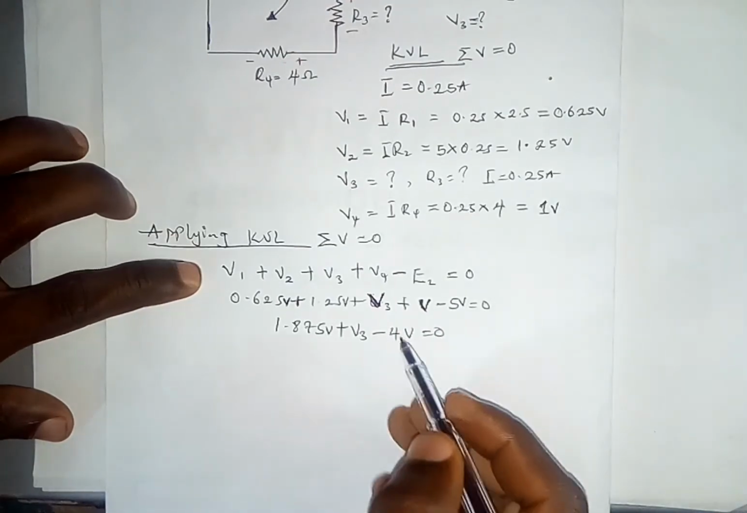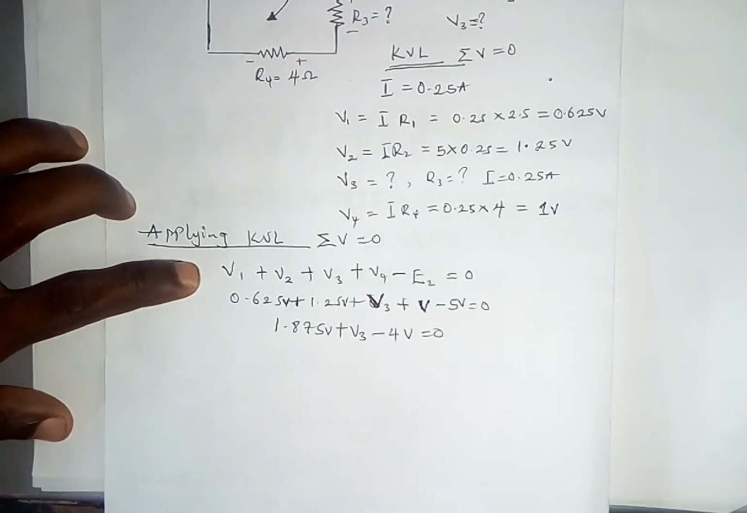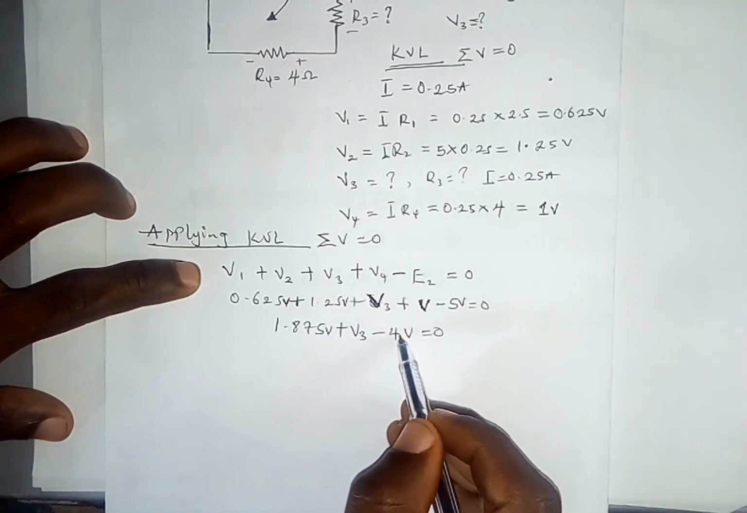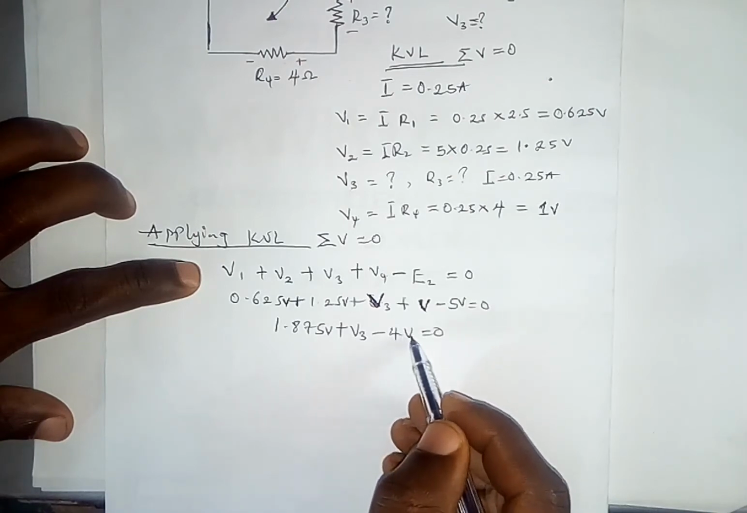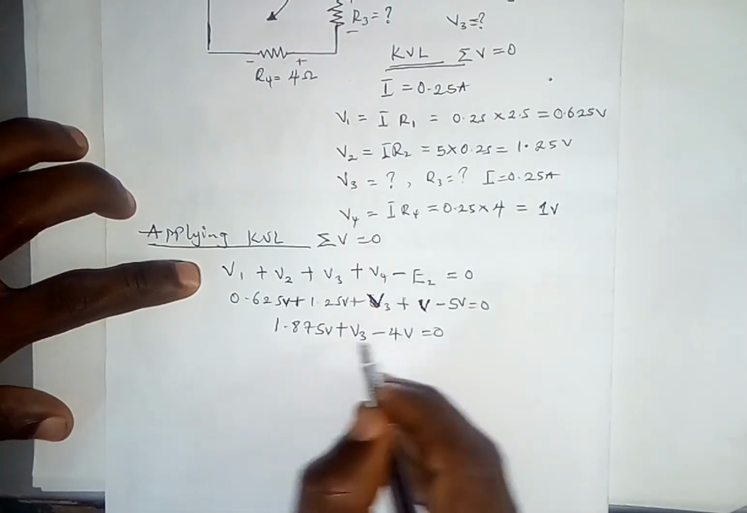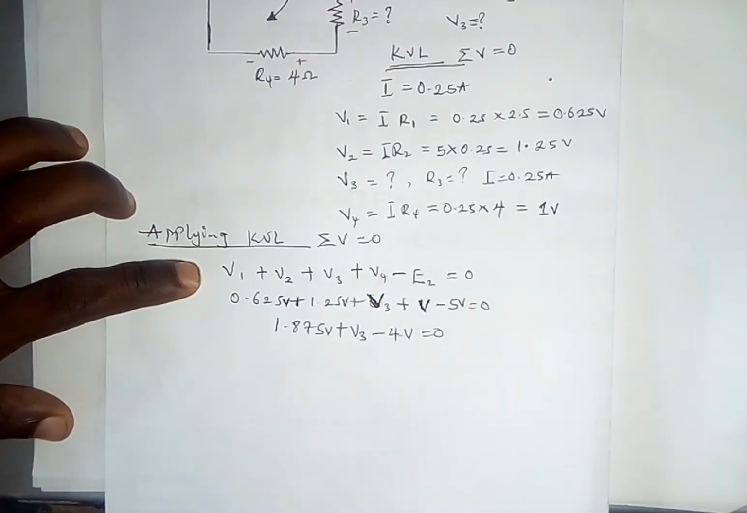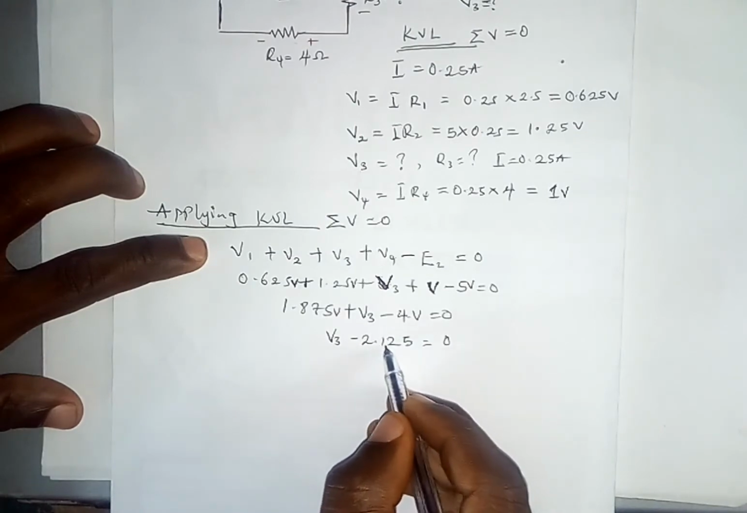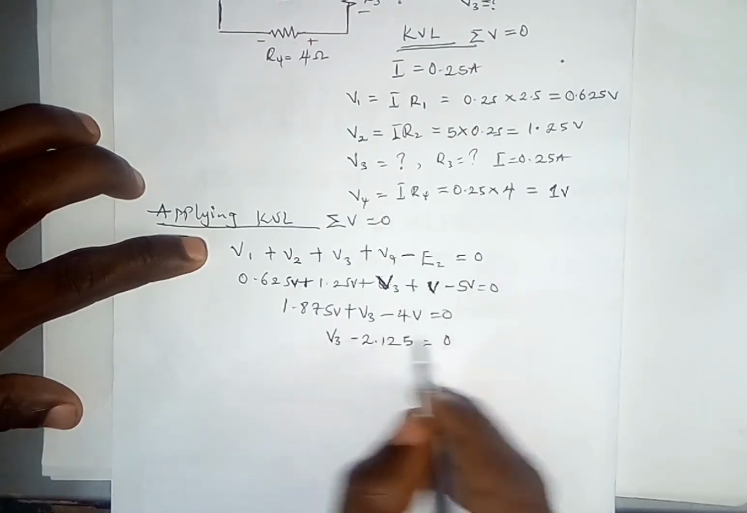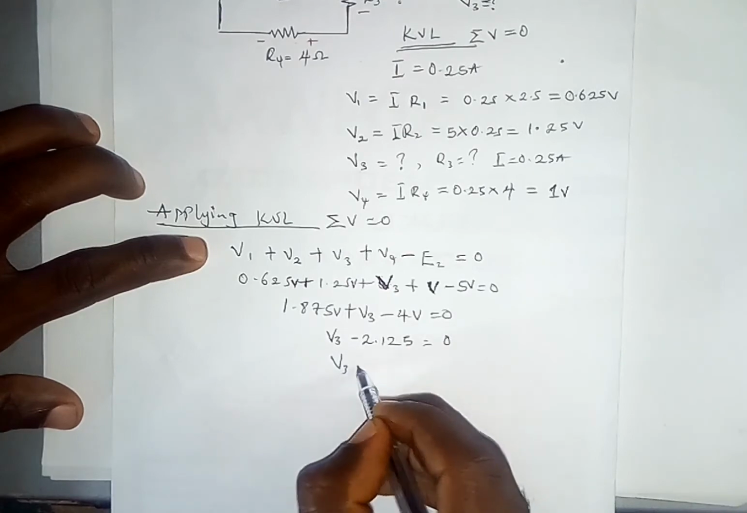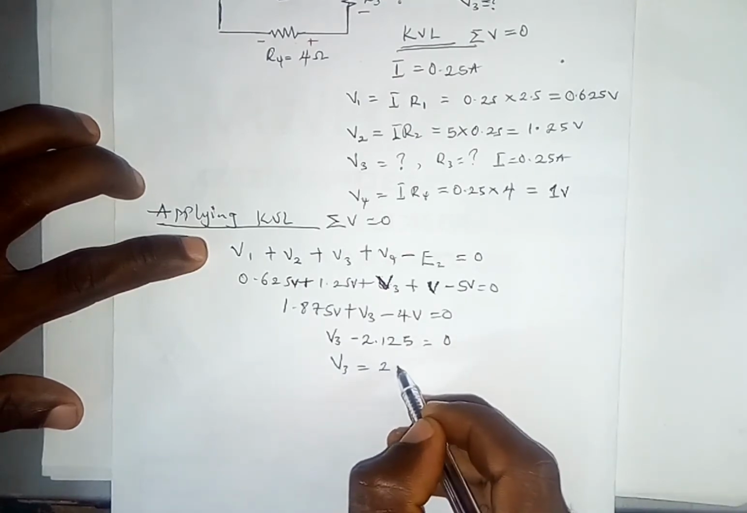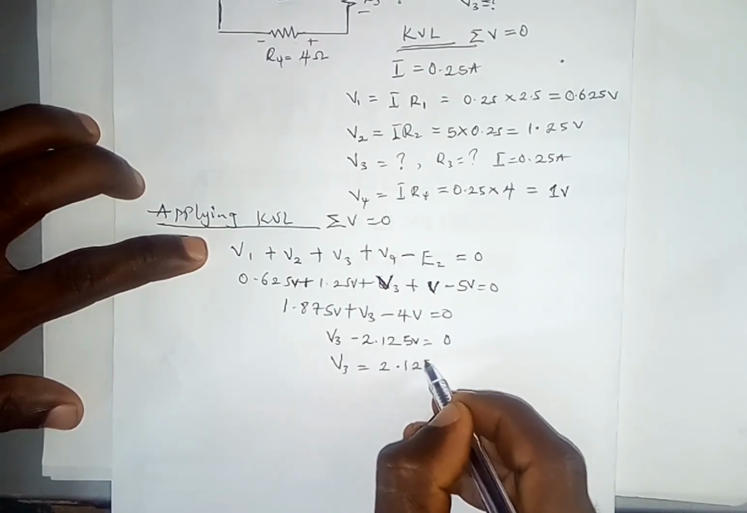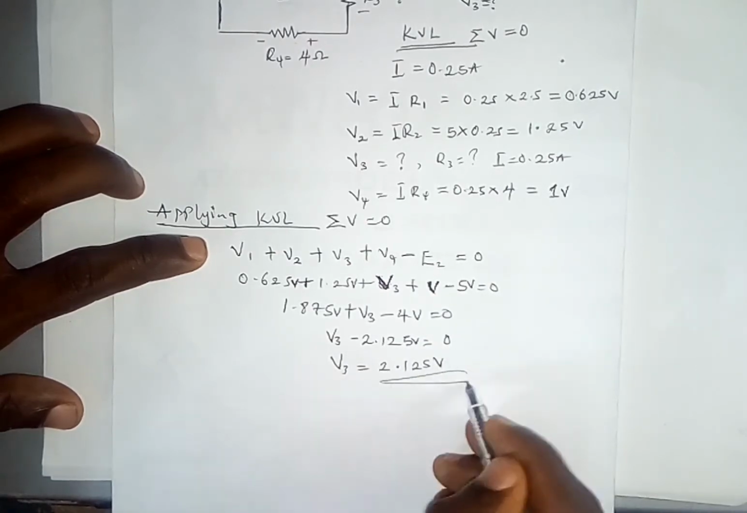So away from that now, we are going to add 1.875 minus 4 voltage, which means that we are collecting the like terms. So what we're having now is going to be minus 2.125. If you take this to the other side, our v3 will give us positive 2.125 volts. So that's the value of our v.